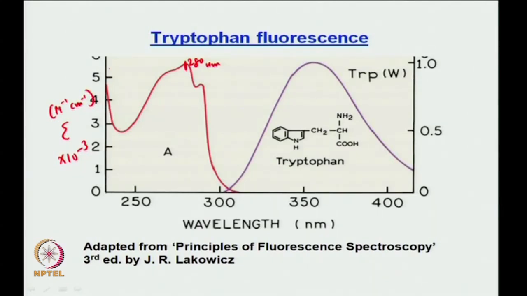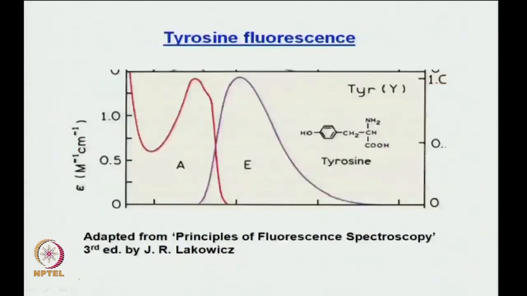Okay. Now this is your absorption spectrum. Now look, this is the emission spectrum. So this is the emission spectrum of tryptophan in water, at pH equal to 7. Now immediately you can realize, can you see the shift between the absorption maximum and the fluorescence maximum? So this is essentially your Stokes shift. Okay, good.